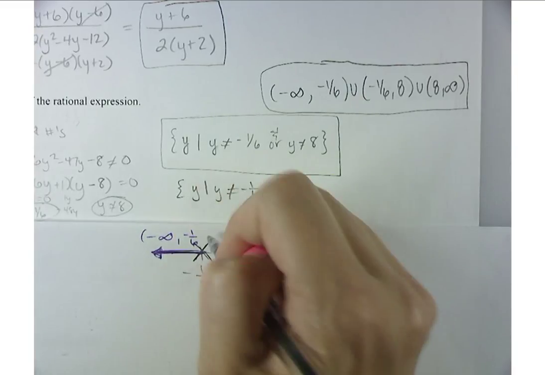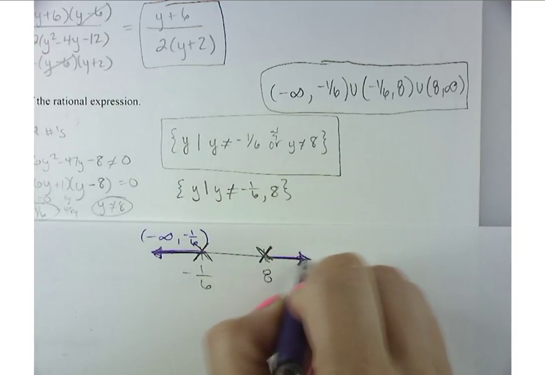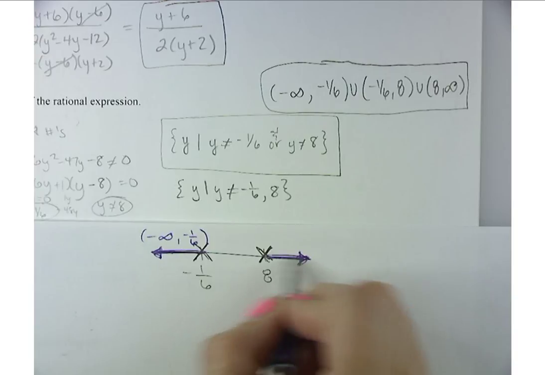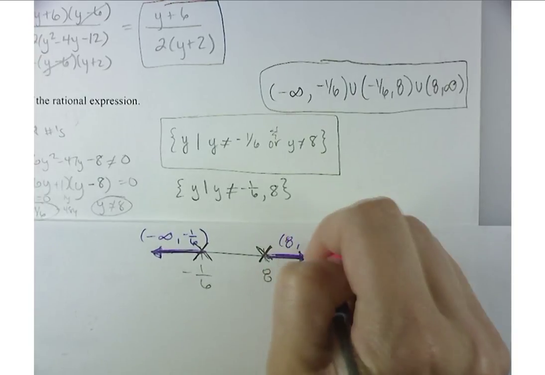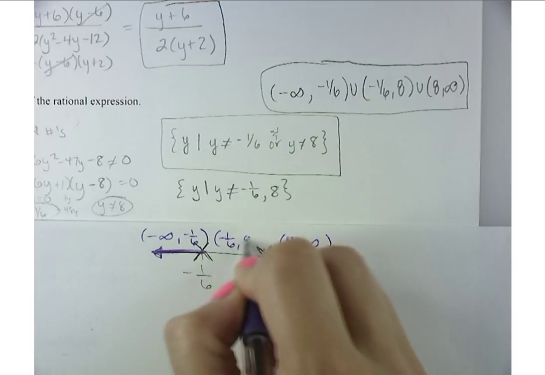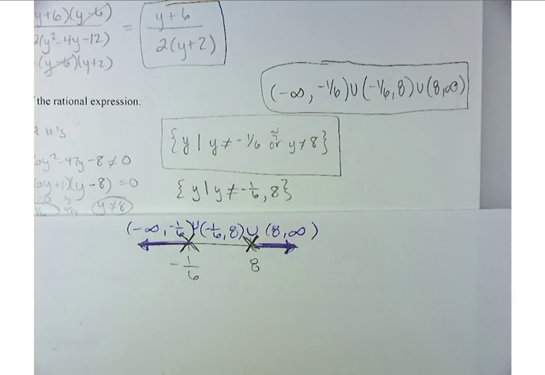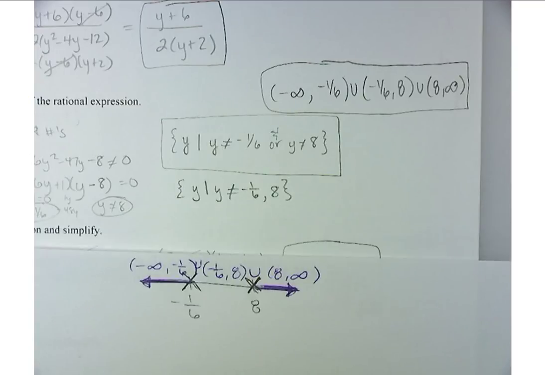Why does this have to have a soft bracket? It's not included. Okay, it cannot be that value. This interval is 8 to infinity, and then my interval in the middle is negative 1/6 to 8. So then I'm just connecting those with my union. Okay? Follow-up questions for me?